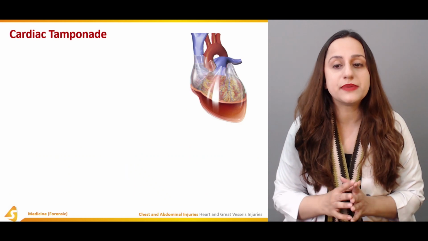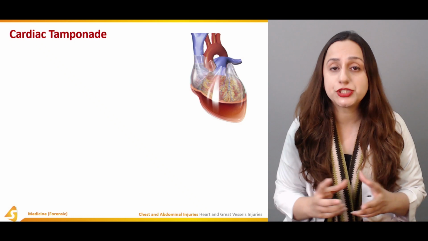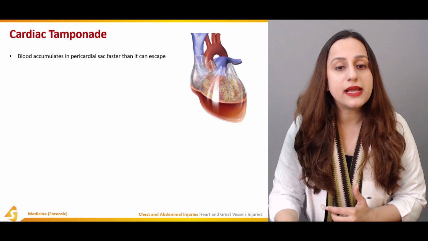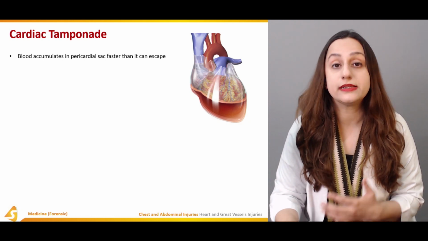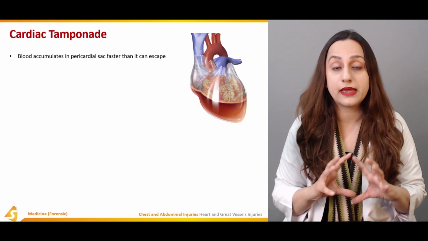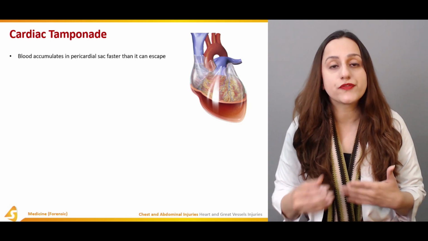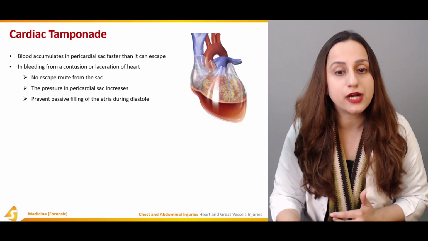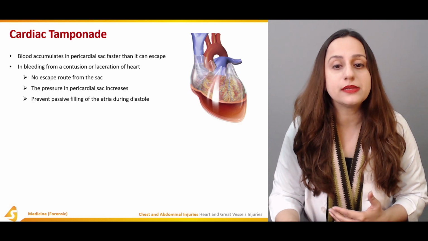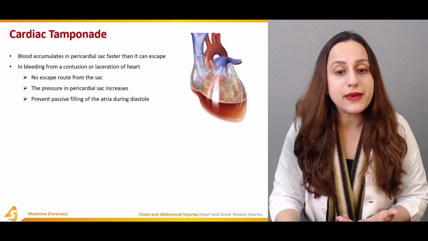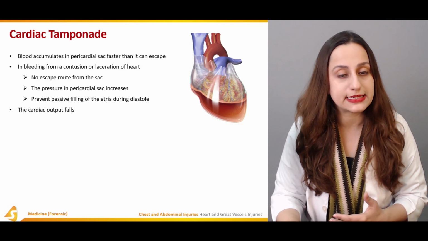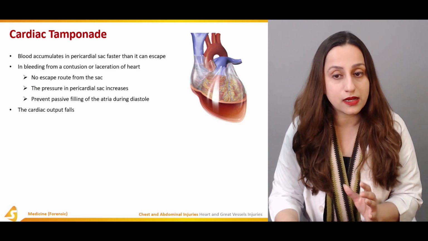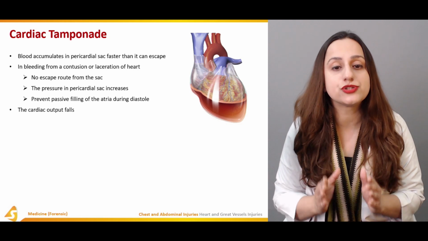Now, cardiac tamponade is basically the restrictive kind of condition in which the heart movements are restricted due to the collection of fluid. So the blood accumulates in the pericardial sac faster than it escapes. It's basically this imbalance between the presence of the blood and its escape. And in bleeding from a contusion or laceration of the heart, no escape route from the sac occurs. The pressure in the pericardial sac increases. It prevents the passive filling of the atria during diastole. The cardiac output basically falls whenever we are countering any situation of cardiac tamponade.